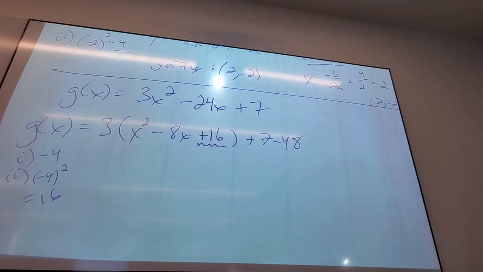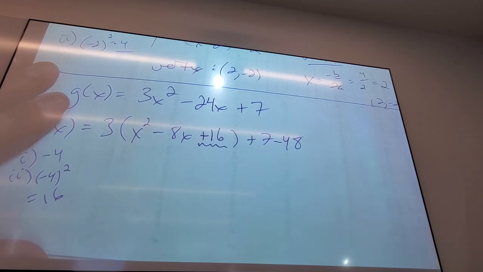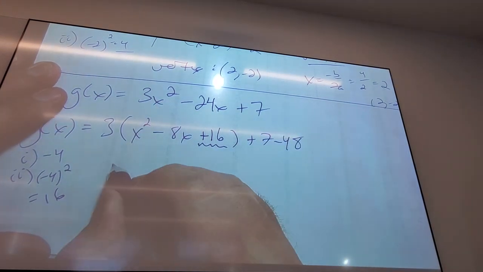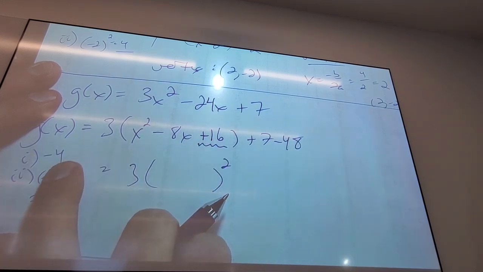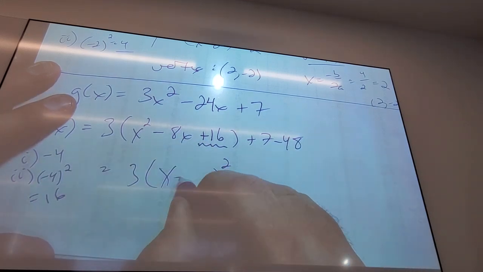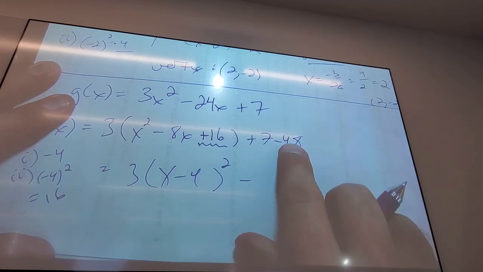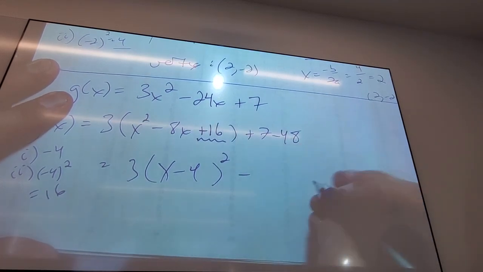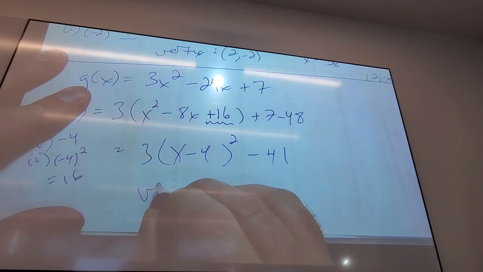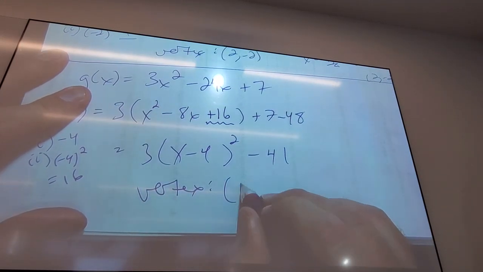The first one is easy because there's just a 1 out front. Didn't do weird stuff to me. Now a stupid 3. Damn you 3. So what do I get? How do I factor this? I always factor it according to the first step. And over here I get 3(x - 4) squared minus 41, so what's my vertex? (4, -41).